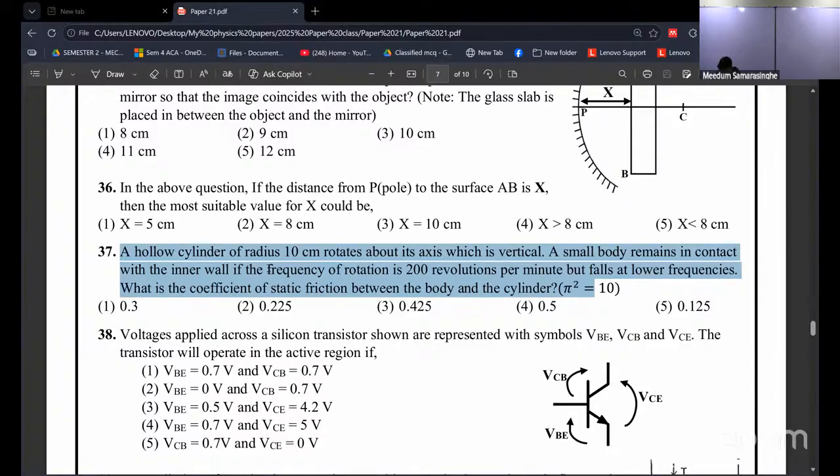A hollow cylinder of radius 10 centimeter rotates about its axis, which is vertical. A small object remains in contact with the inner wall if the frequency of rotation is 200 rpm, but falls at lower frequencies. We need to find the coefficient of static friction between the body and the cylinder. That is the question.